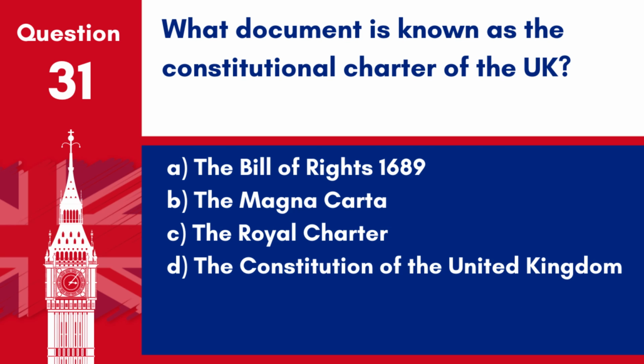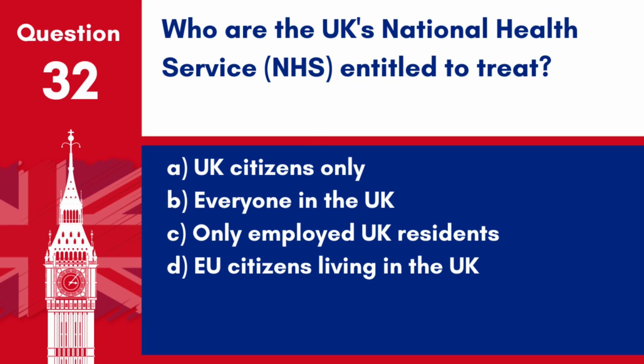Question 31. What document is known as the Constitutional Charter of the UK? A. The Bill of Rights 1689. B. The Magna Carta. C. The Royal Charter. D. The Constitution of the United Kingdom. Answer: A. The Bill of Rights 1689. Often referred to as the Constitutional Charter, it set out certain basic civil rights and clarified who would be next to inherit the crown.